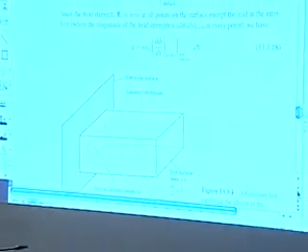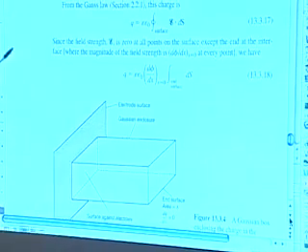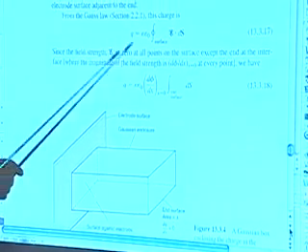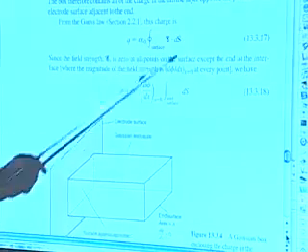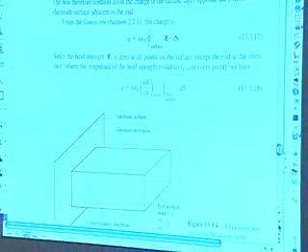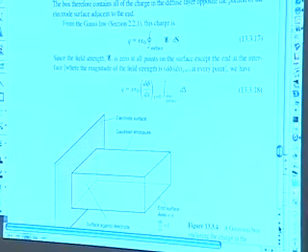So we need to do that. To do that, the most convenient way is to draw a Gaussian box. So draw a Gaussian box of surface area A. And of course, if you draw a Gaussian box, from Gauss's law the total charge is the integral of the electric field over the whole surface area of that box.